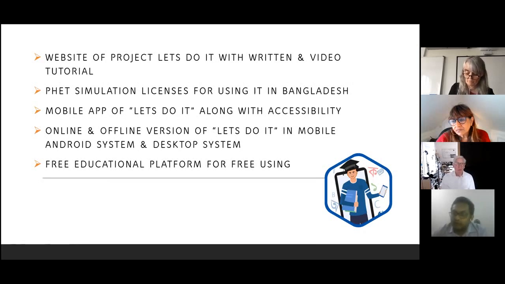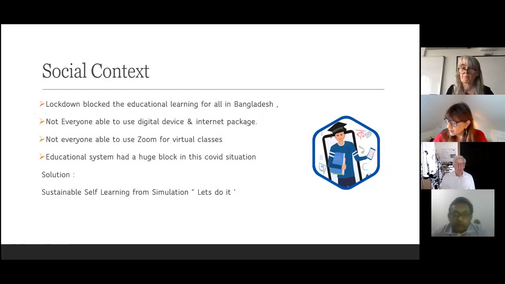You have to download and you have to pay. But what we will do, we will pay ourselves, and we will give it free to the students of Bangladesh who are educating in the Bengali language. So let's think. There is some social context at this moment.